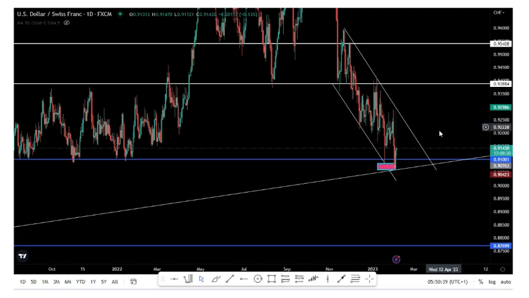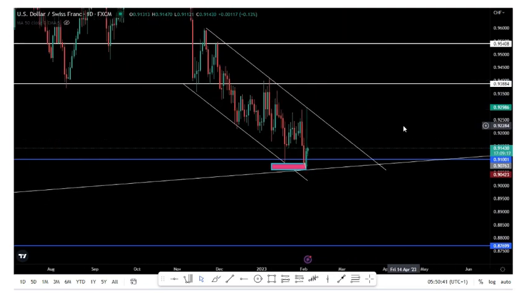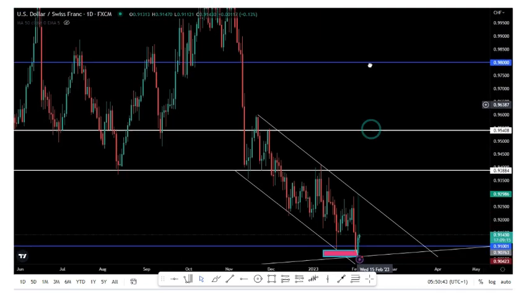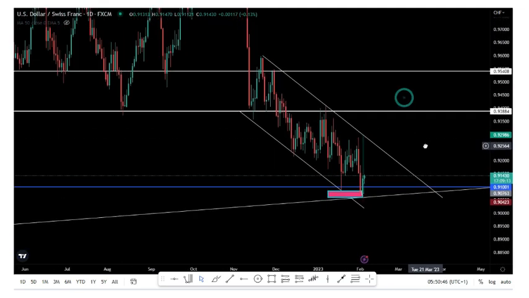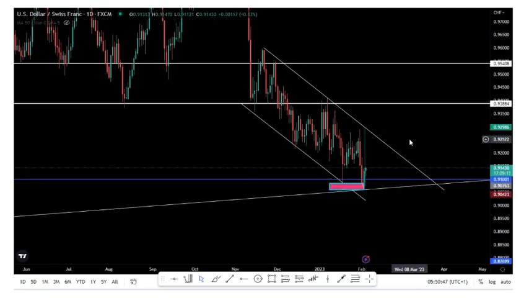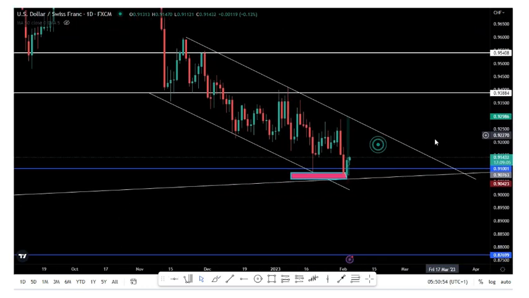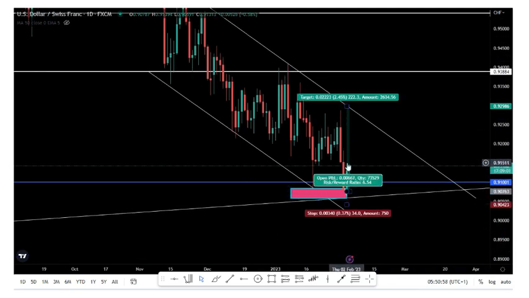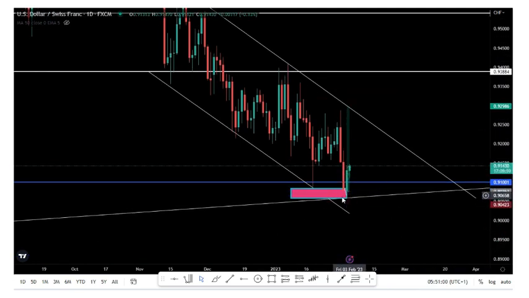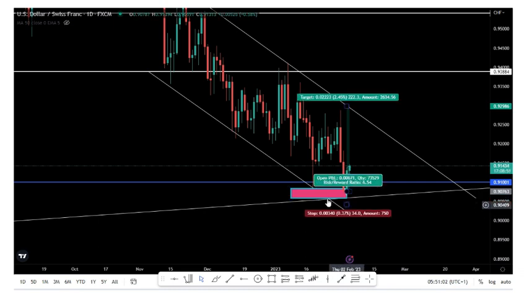All right, so this is the daily time frame. On the daily time frame I have all my lines in place: support, resistance, and trend lines. Possibly you can see this particular descending channel right here. If you look here, the price simply pushed down to my trend line, which is this line.